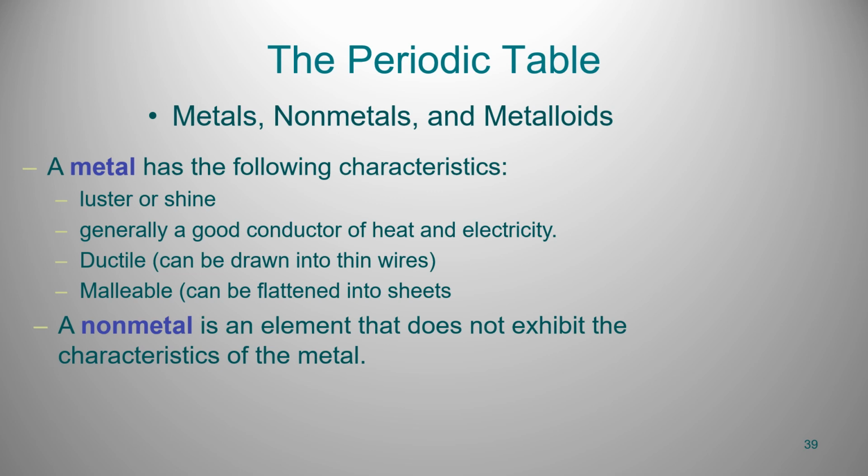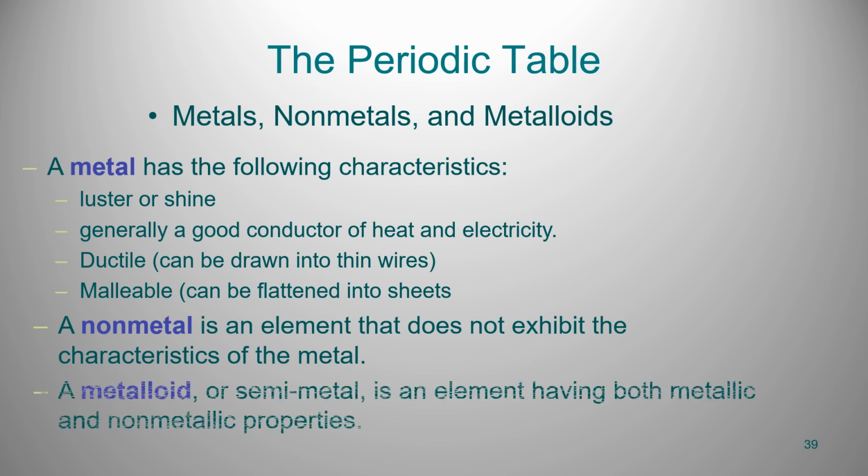Nonmetals then are elements that do not exhibit the characteristics of the metal. They tend to be more gases or liquids. They tend to be non-conducting. You can't make wires. You can't make sheets out of them. They're very poor conductors of heat and electricity. And then, of course, your metalloid will be something in between. So they tend to be semi-metals, or they have both metallic and non-metallic properties.